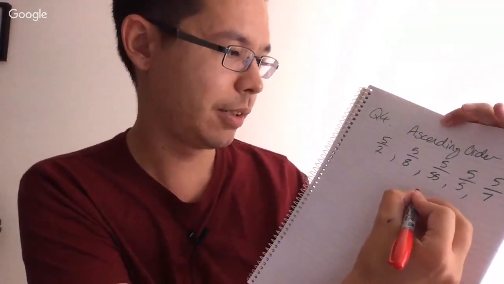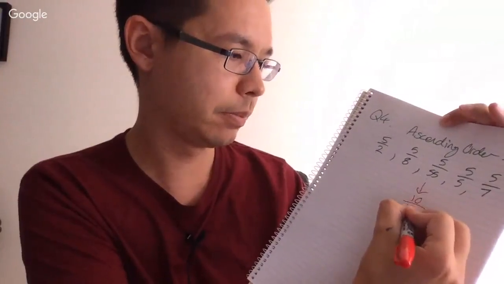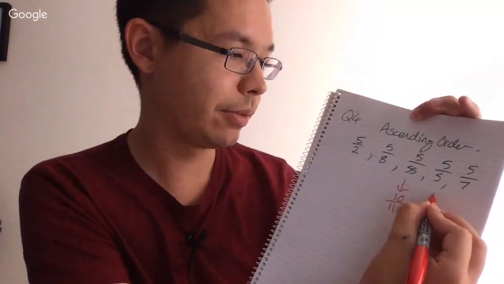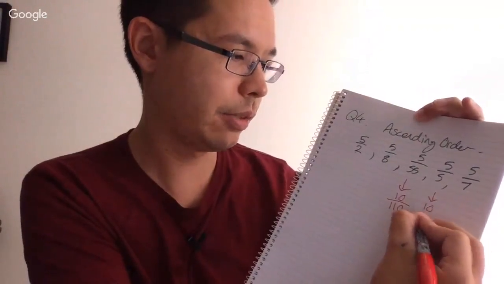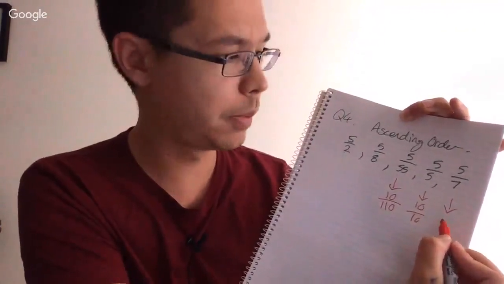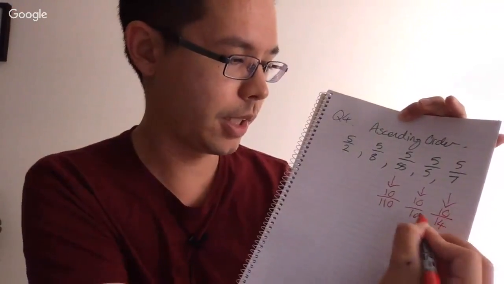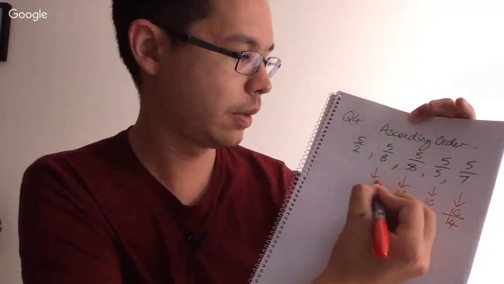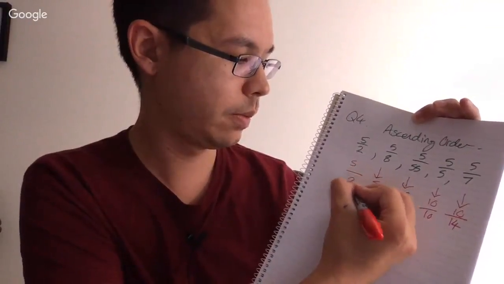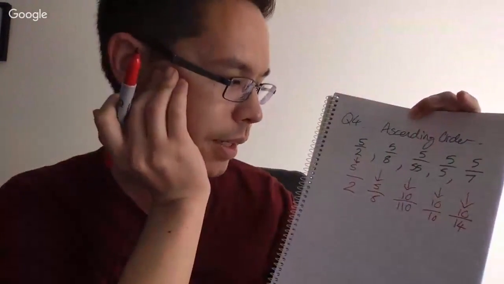5/5 gives me, I can translate that into 10/10. Yes. 5/5, well, that's like 10/10. 5/7, if I double top and bottom, 5 times 2 is 10, 7 times 2 gives me 14. Okay, so now I'm there.